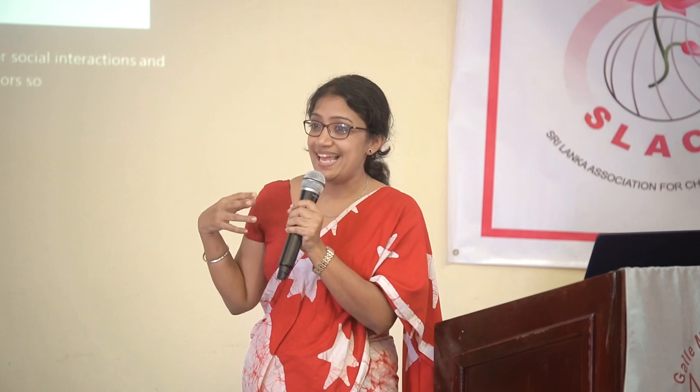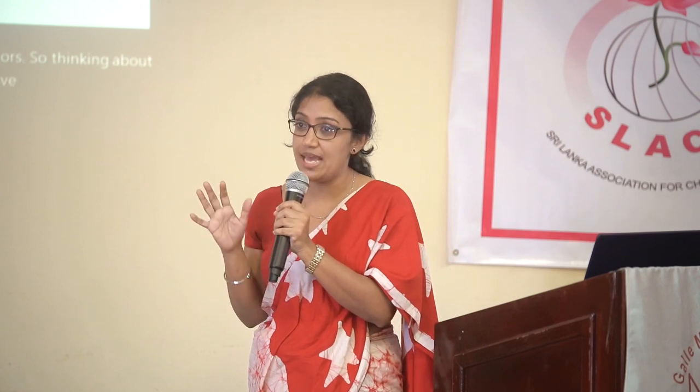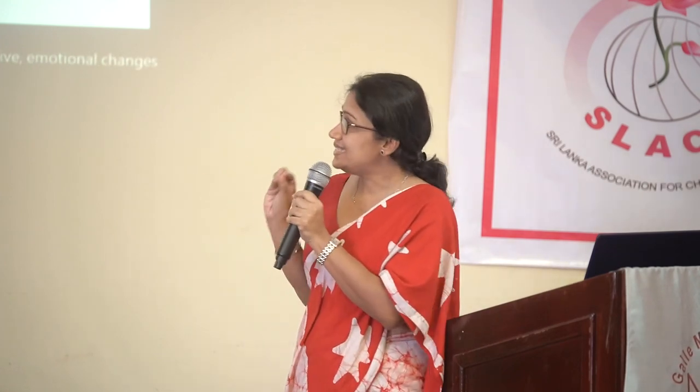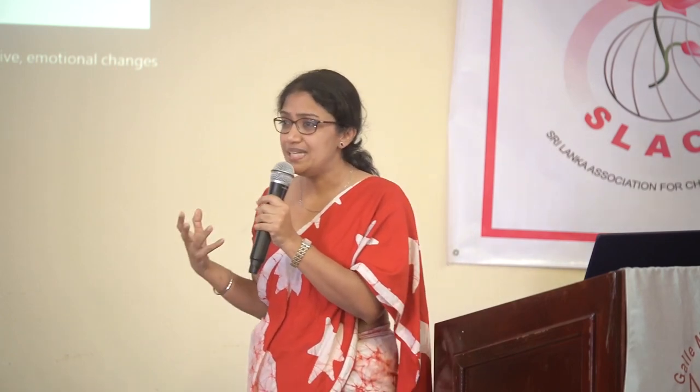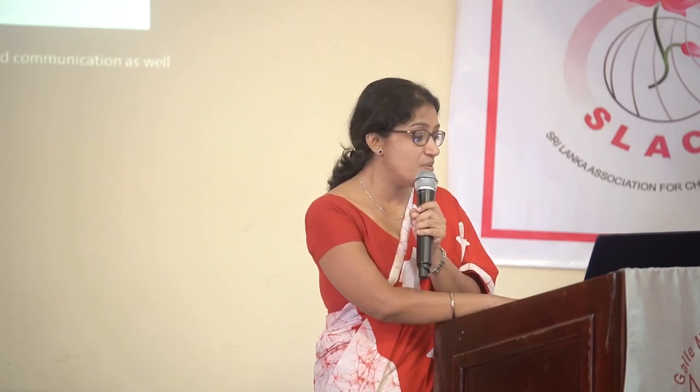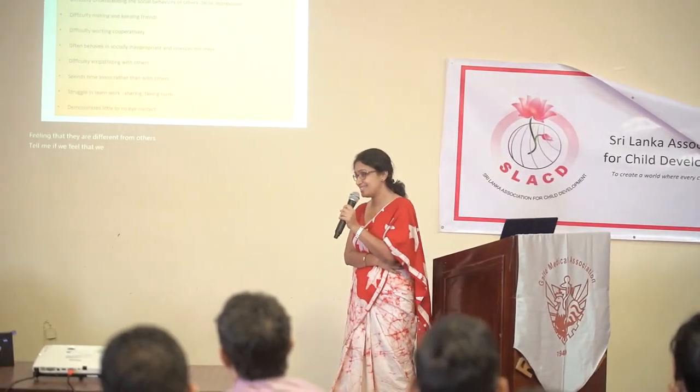So thinking about the challenges adolescents face and the different behavioral, cognitive, emotional changes happening at this age group, let's try to understand what symptoms they can have. The poor social interactions and communication, as well as restricted and repetitive interests and behaviors. How will these symptoms appear in adolescence? So, poor social interaction and communication. Adolescents will start experiencing social differences, right? They will start feeling that they are different from others. So tell me, if we feel that we are different from others, what will happen to us?